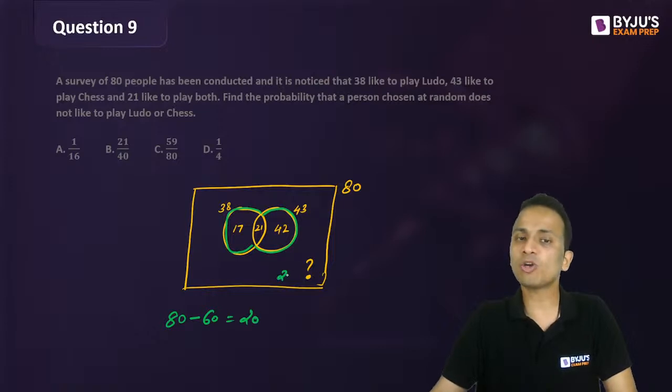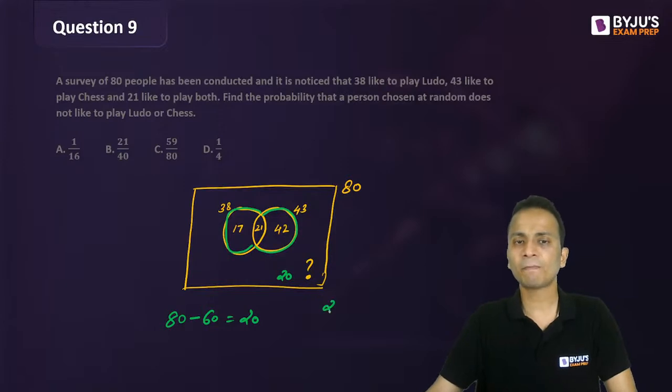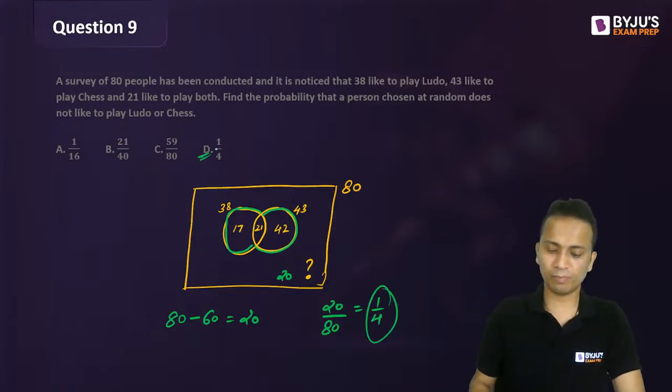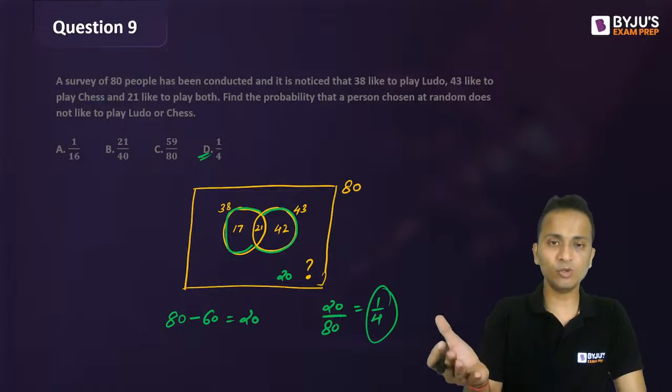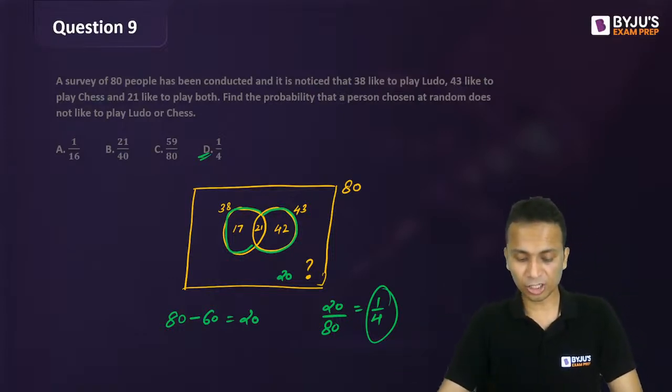So basically they are talking about this 20. Now the probability here will be 20 divided by the total number of people. It will be equal to 1 upon 4. So the correct answer, yes, is option D, that is 1 upon 4. Siddharth, it will not be 22, it will be 20, right? So please check the calculation once.